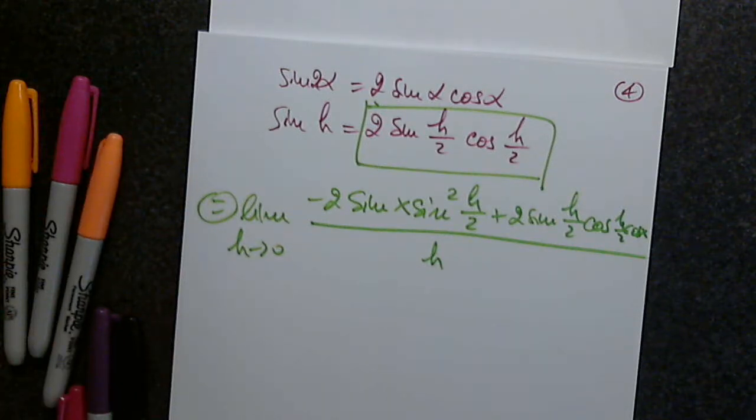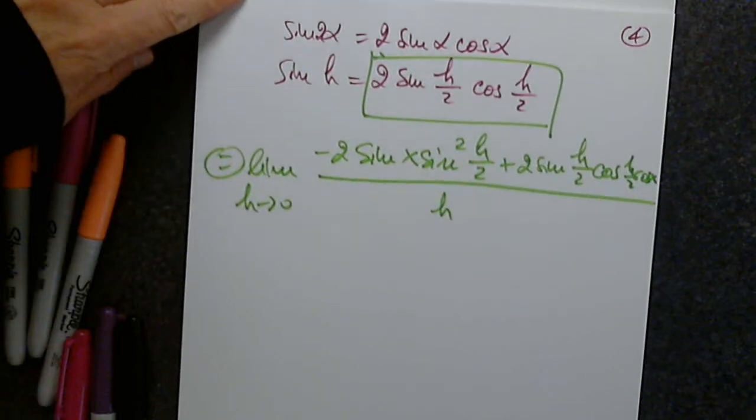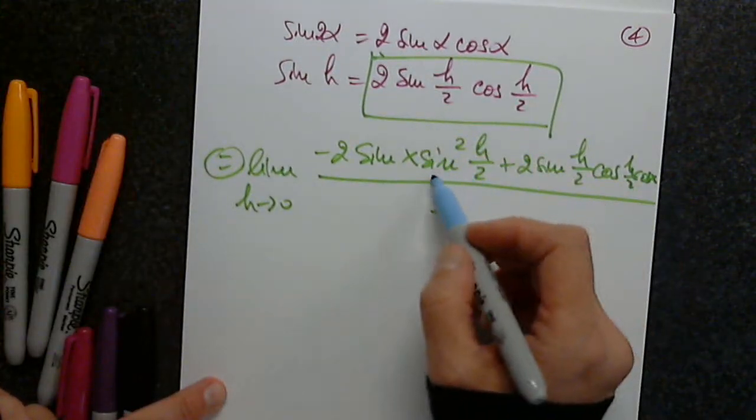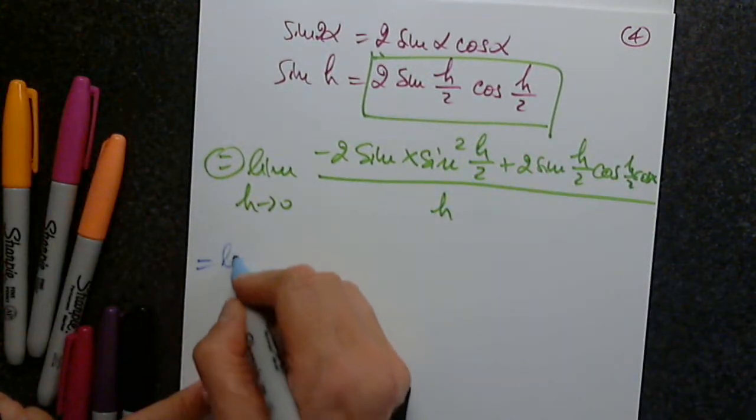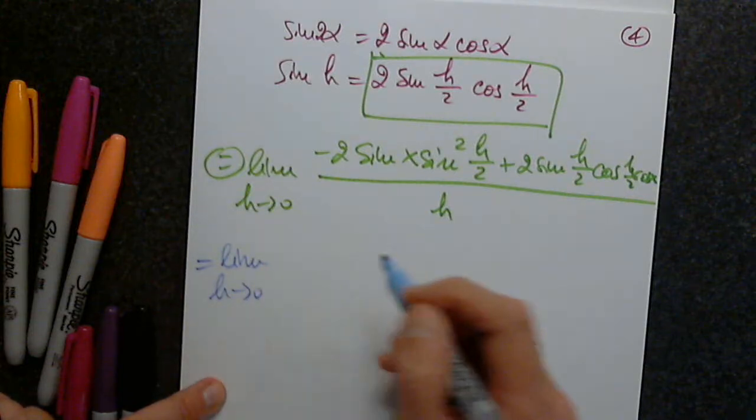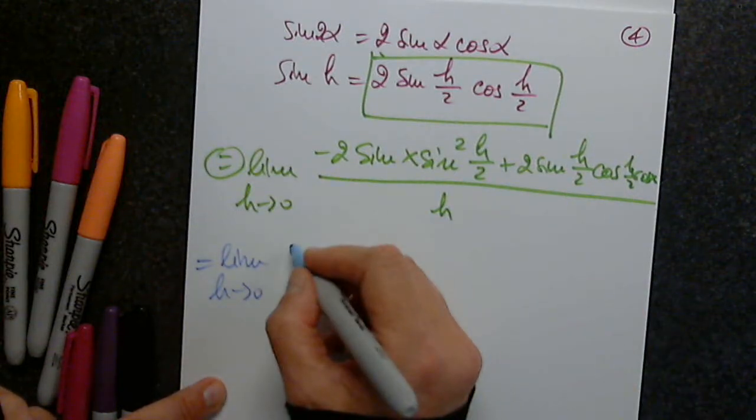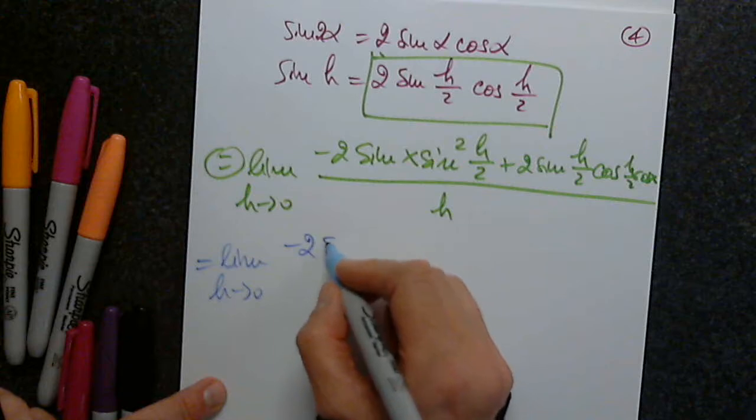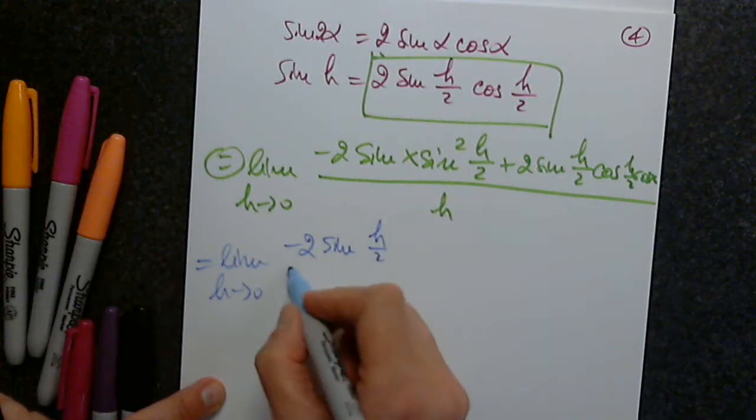We have one more step, one more identity, but we have to notice that there are two terms here and they have something in common. What do they have in common? Yes, they have a 2. So this is limit h approaches 0. Let's factor out negative 2 and sine h over 2.